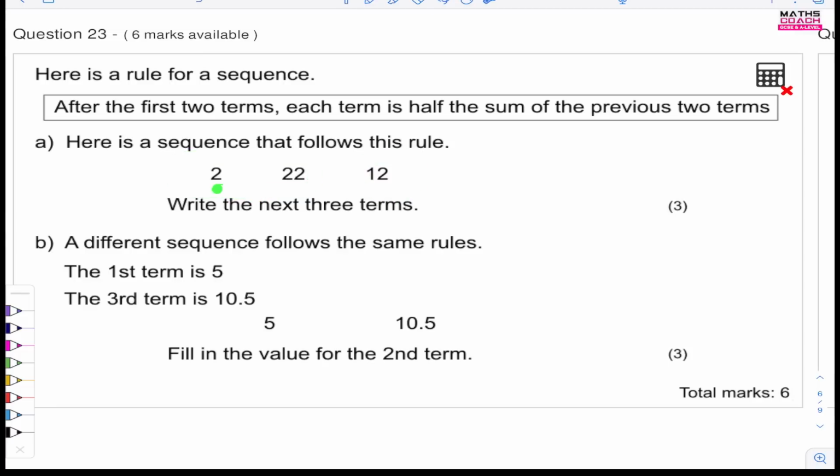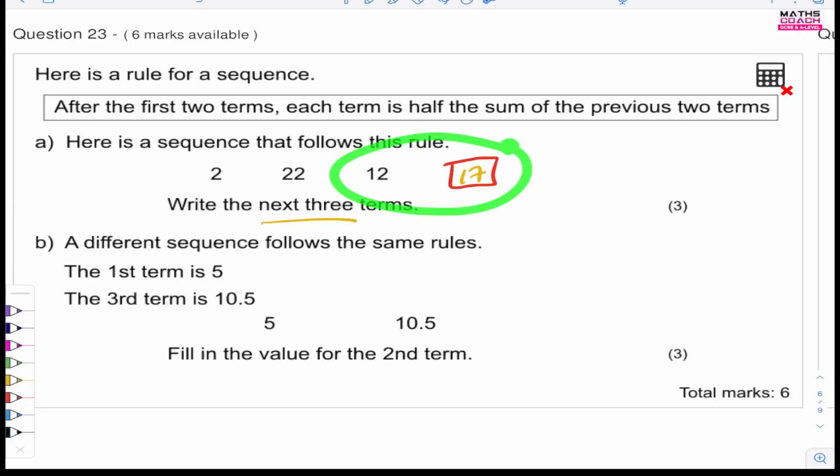So if we do 2 plus 22, what do we get? 24. And then you half that, which is 12. So you're going to do that again to find the next three terms. So let's go ahead and write that down. So to find what goes here now, we are going to do what? We're going to add these two up and then divide it by 2. So that would be 22 plus 12 divided by 2, which is 17. Oops, 17. And now to find the next one, because we need to find three terms after that, we are going to do what?